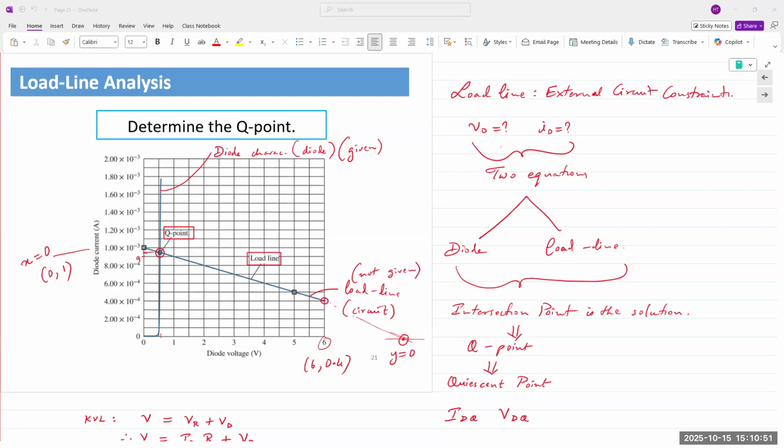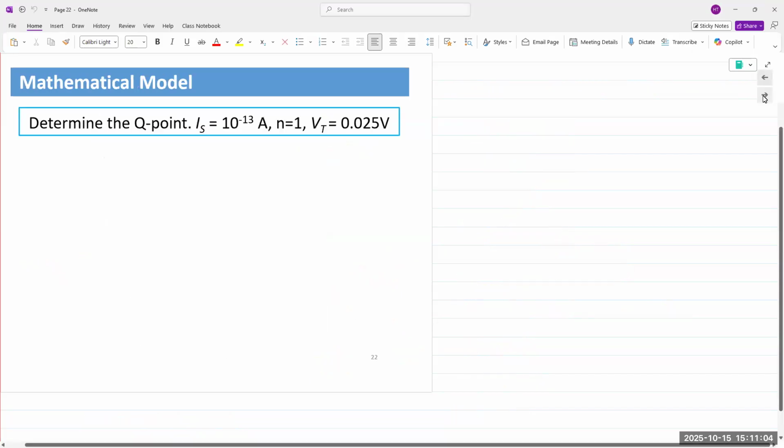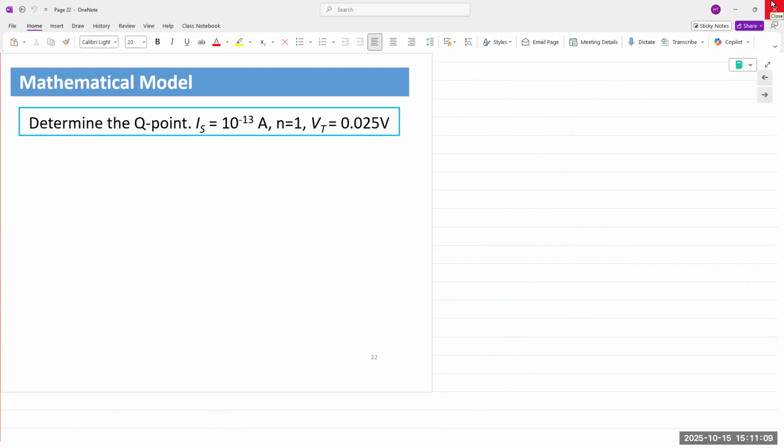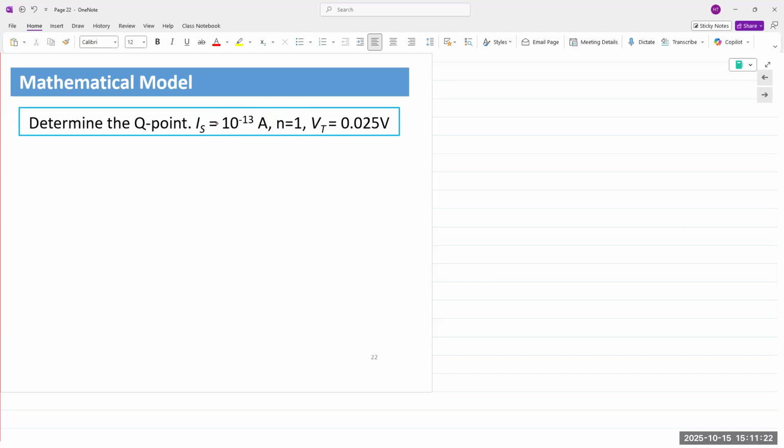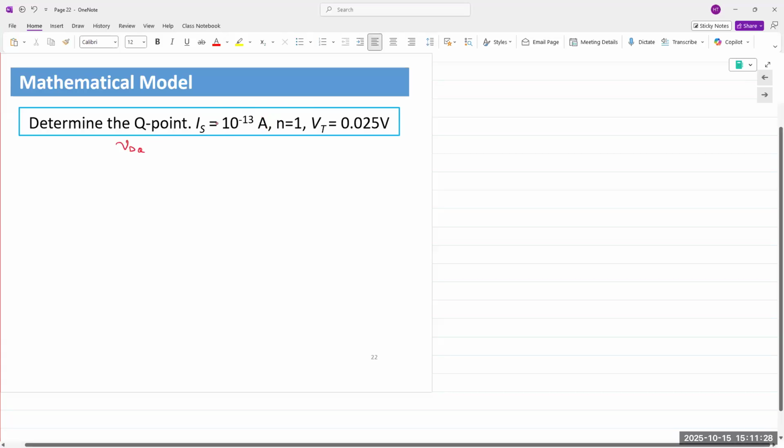Then let's look into the second method of determining our diode voltage and current, the operating point. And that would be the mathematical model. So we are given that a diode has saturation current IS value of 10 raised to minus 13, and non-ideality factor is given as 1, and asks us to use thermal voltage of 0.025 volts. Determine the Q point, meaning we need to find VDQ and IDQ.